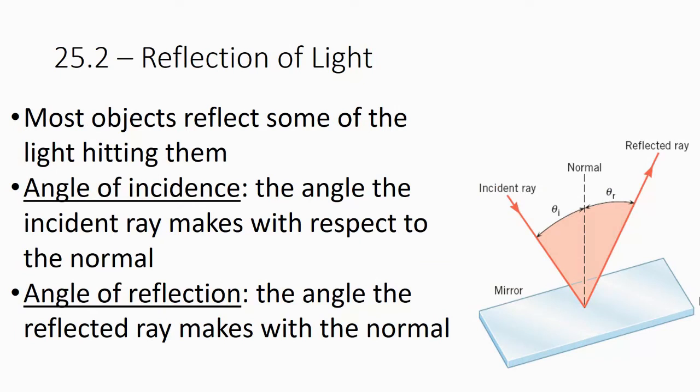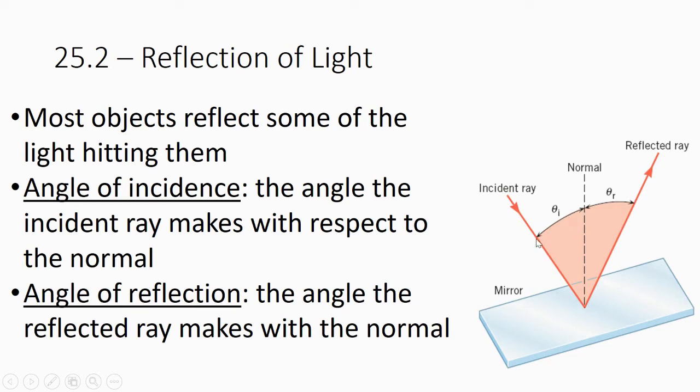Okay, so getting to reflection. Most objects reflect some of the light hitting them. Some objects reflect more light than others, but most objects reflect at least some of the light. So when you have an incident ray, which is the same as incoming, if that's easier to remember. So you have your incoming or your incident ray, it's going to hit this mirror. Some of that will be reflected. So that is our reflected ray there.